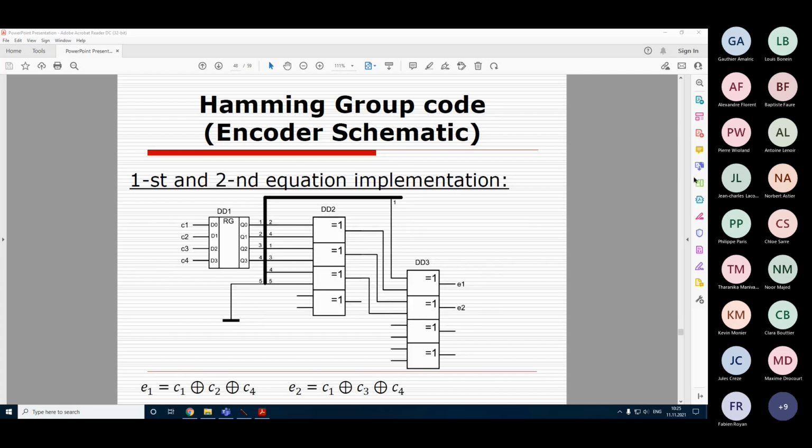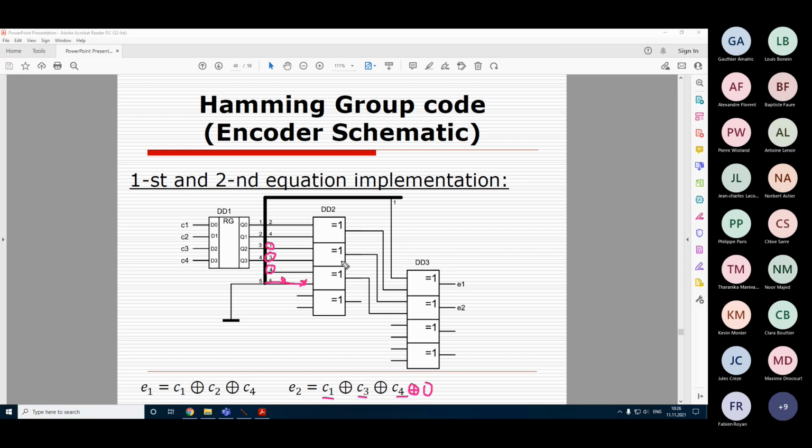Same way, we make the second equation. So basically here we add C1, C3, and C4. And also to use this extra input, it's not recommended to leave it unconnected. So I connect it to ground, which is extra 0. So basically my equation is rather looking like this. Well, this 0 doesn't change anything. So it's still valid logic.